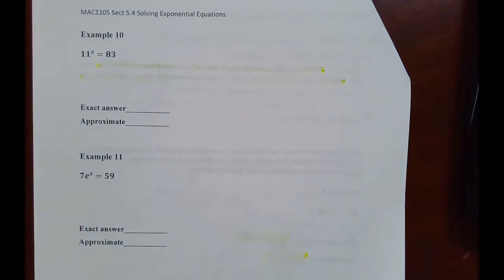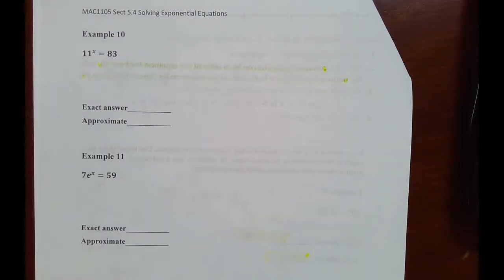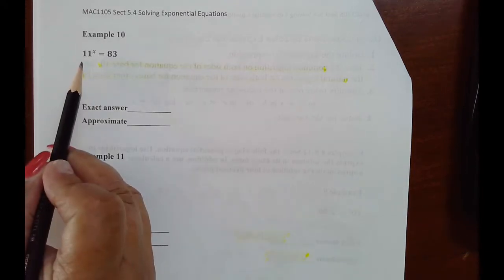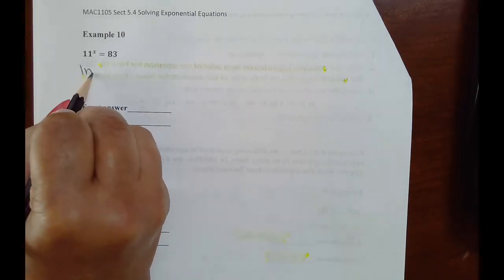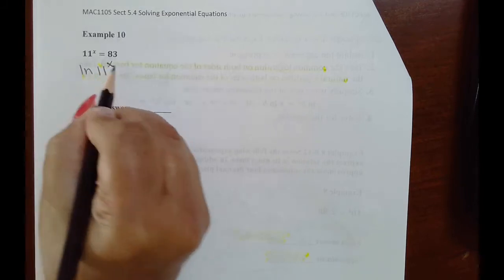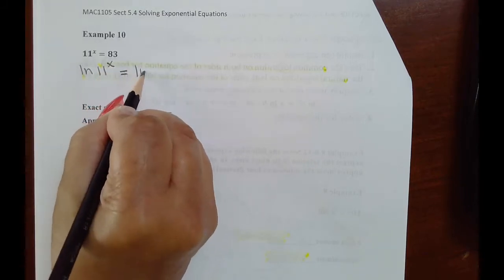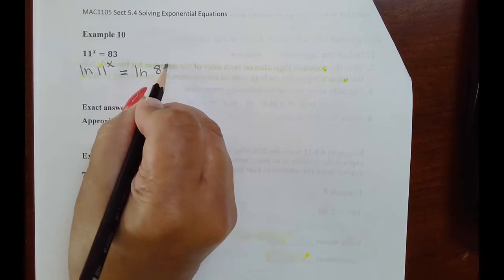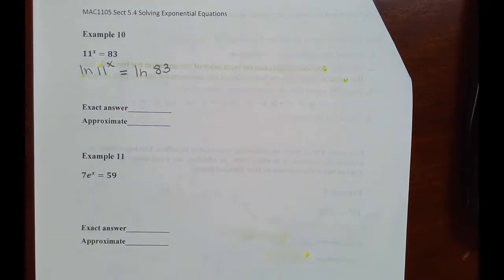Moving to example 10. Again, you cannot rewrite an 83 using a base of 11, thus the need for this new procedure where you're taking the log of both sides. Directions said if the base is 10, you'll take a common log of each side, and for all other cases, take a natural log. So this will be natural log of 11 raised to a power of x, natural log of 83. And you can write that base or not.